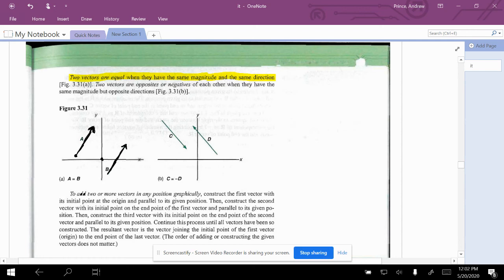And you can see here that C and D are actually opposite from each other. They would cancel out, and you'd actually have a displacement total of 0.